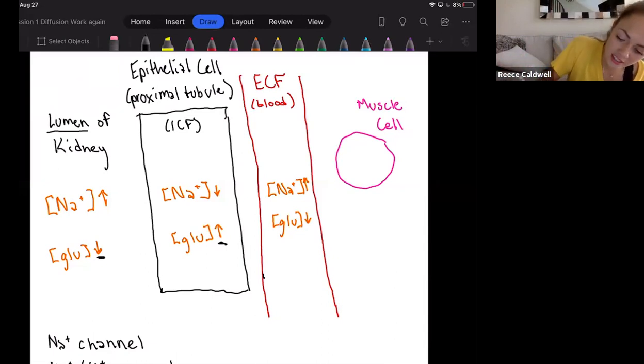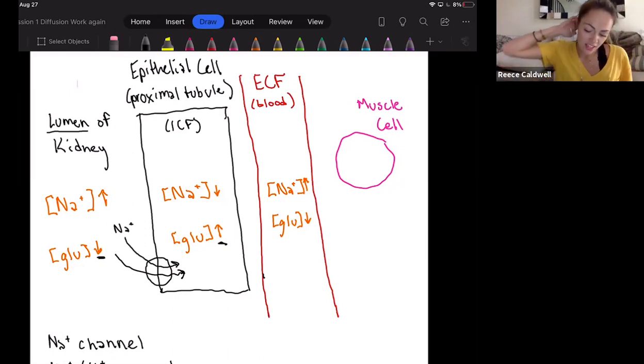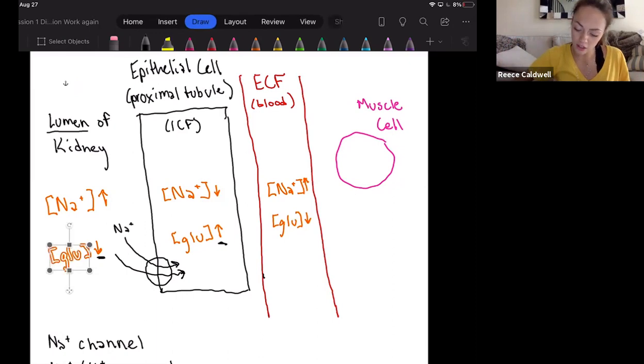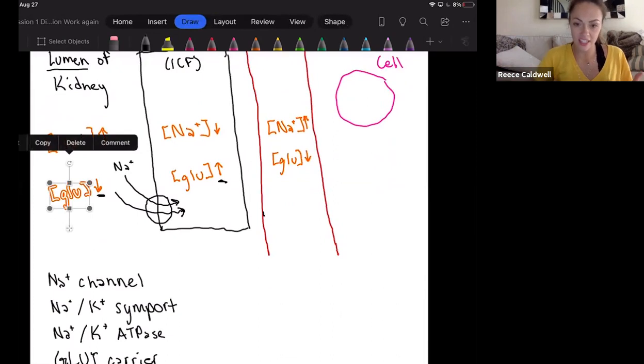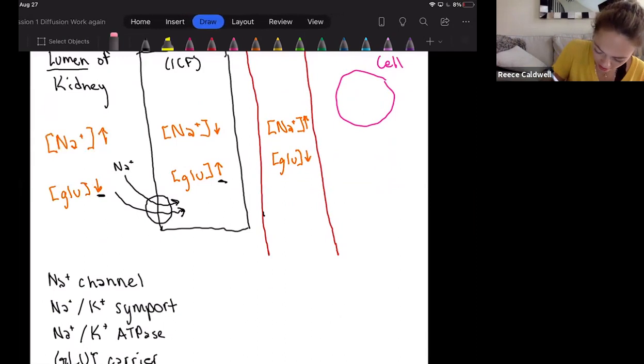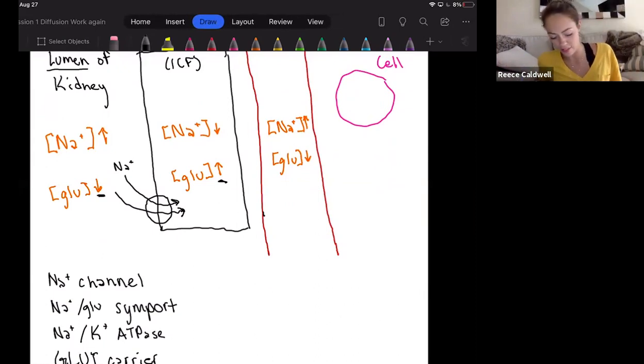What we'll see is that sodium will assist it. Sodium is going to come in over here, and when glucose needs to enter the cell, we're going to open a channel that sodium will also move through. And this is going to be our sodium potassium symport. I am so sorry, I made a mistake when labeling these. It is not our sodium potassium symport. It is our sodium glucose symport.